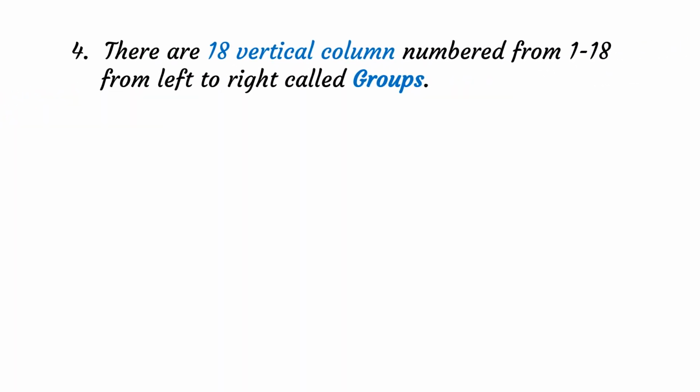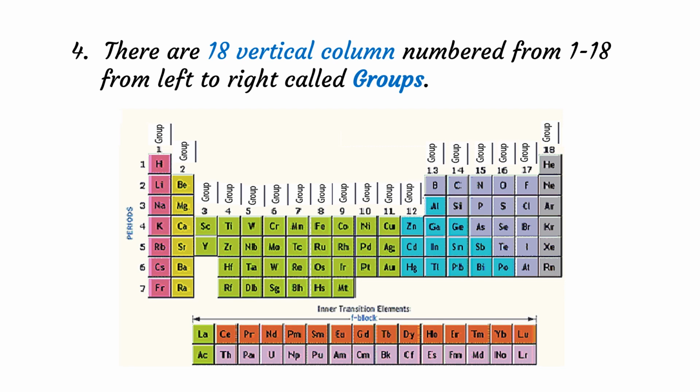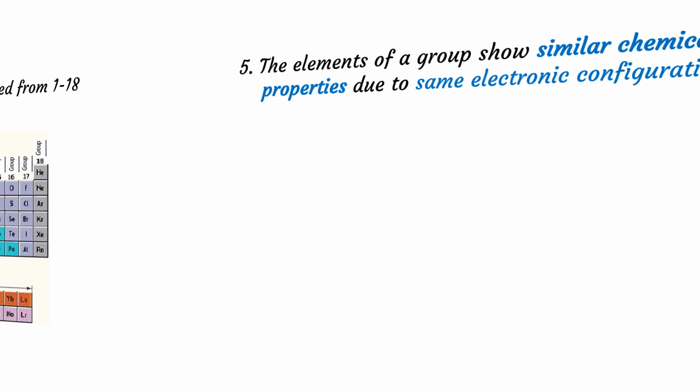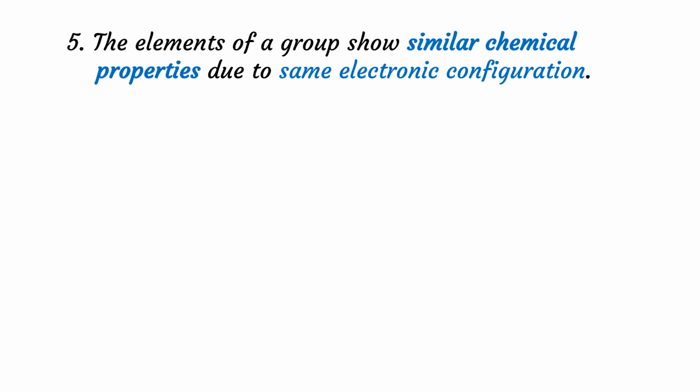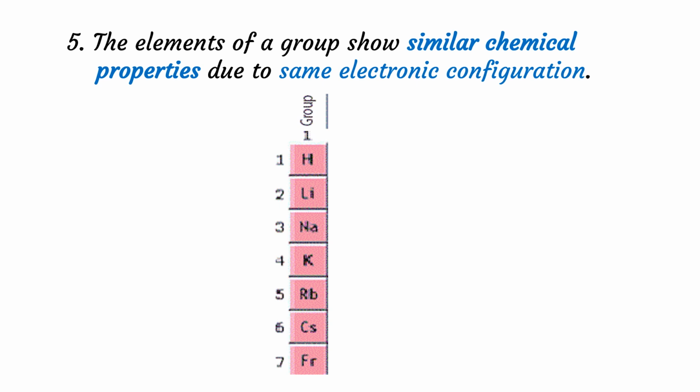Number 4. There are 18 vertical columns numbered from 1 to 18 from left to right, which are called groups. Number 5. The elements of a group show similar chemical properties due to the same electronic configuration. For example, look at the elements of group 1. It contains hydrogen, lithium, sodium, potassium, rubidium, cesium, and francium.